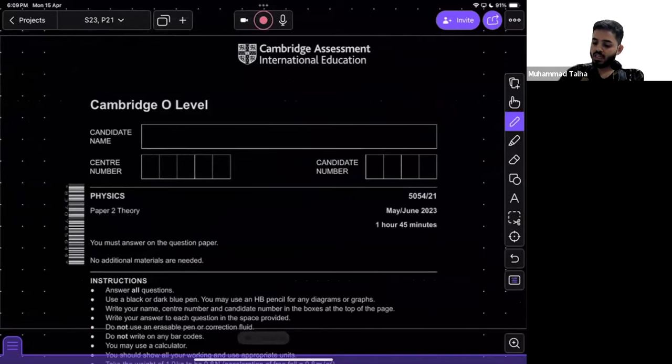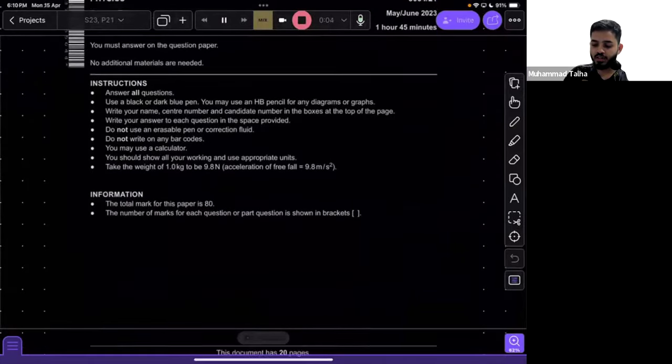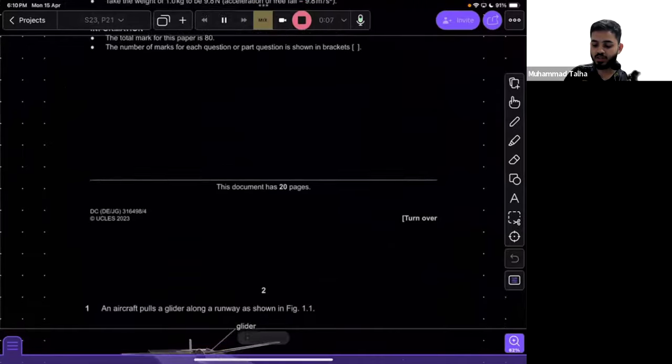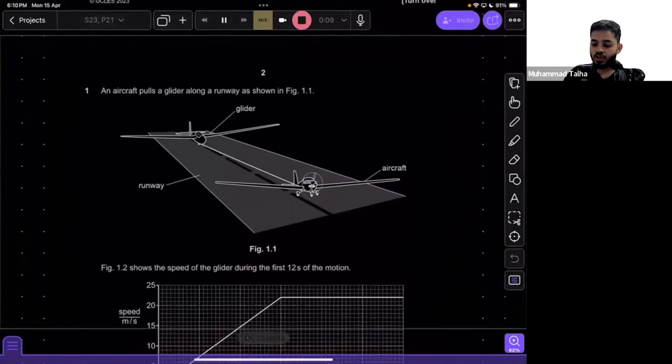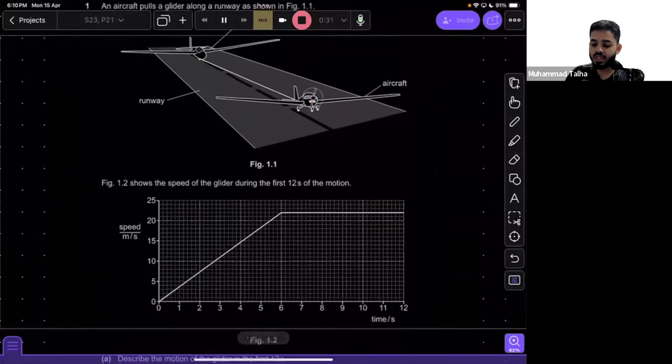So this is June 23, paper 21, the first paper of the series of live sessions. Let's kick this off. First off, we are starting with this one. An aircraft pulls a glider along a runway as shown in 1.1. There is the actual aircraft, which has an engine, as all aircraft do, and connected to this is a glider. The glider does not have any engine. This is one key aspect of this question, which will be discussed later.